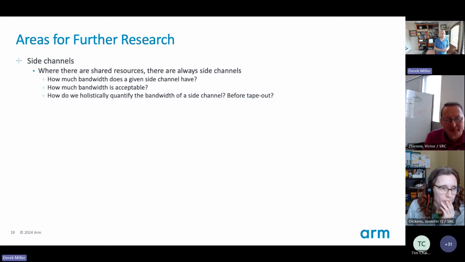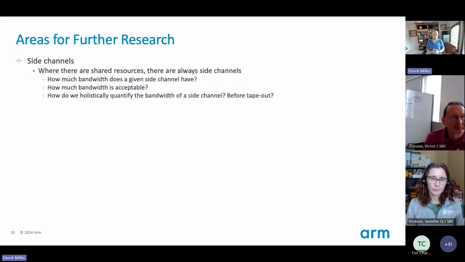One thing that everybody knows about, if you've followed this at all, is that there are side channels on CPUs. These side channels are going to always be there in one form or another when there are shared resources. So the biggest concern I have for confidential compute is, how do we quantify the bandwidth of a given side channel? How much bandwidth is acceptable for a given application? How can we affect the bandwidth of a side channel by the way we write the software?